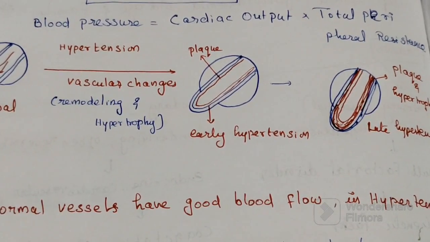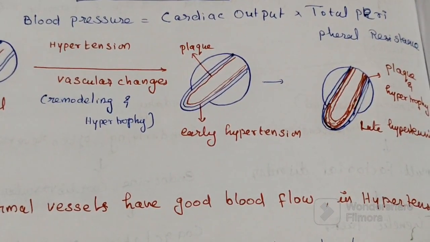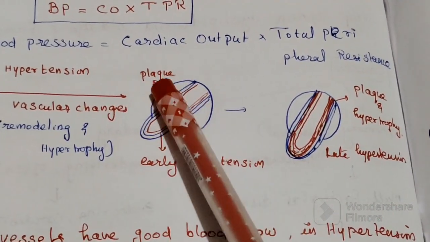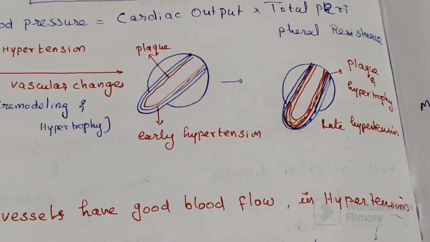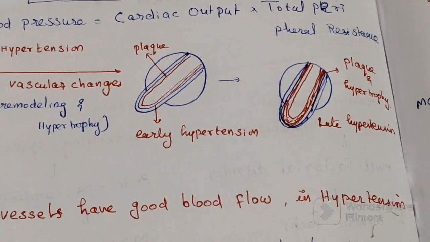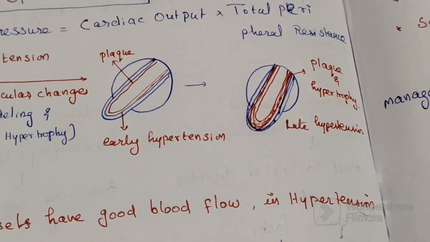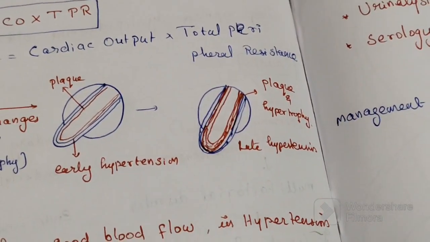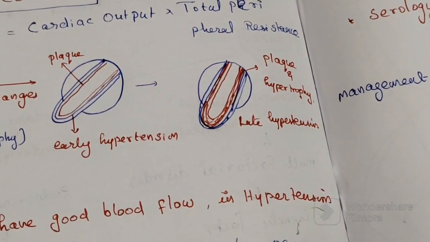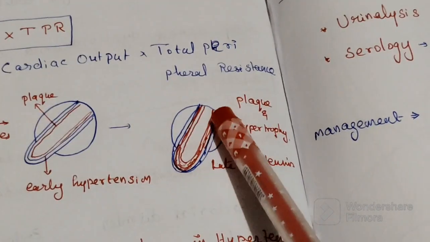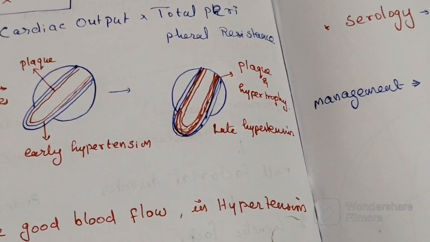In the early stage, you begin to have plaque buildup and thickening of the vessel wall. In the late stage, you get even more plaque buildup and hypertrophy.